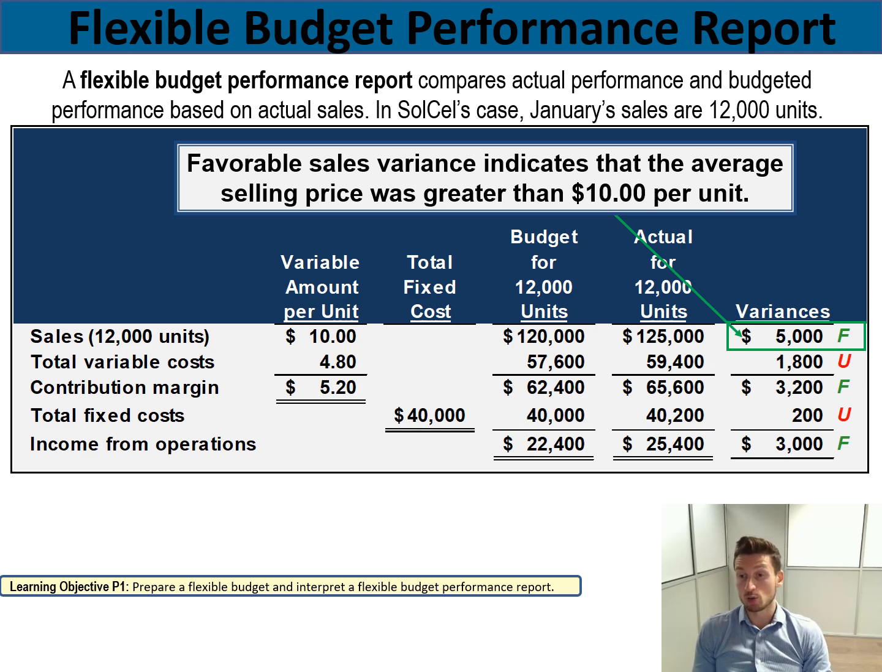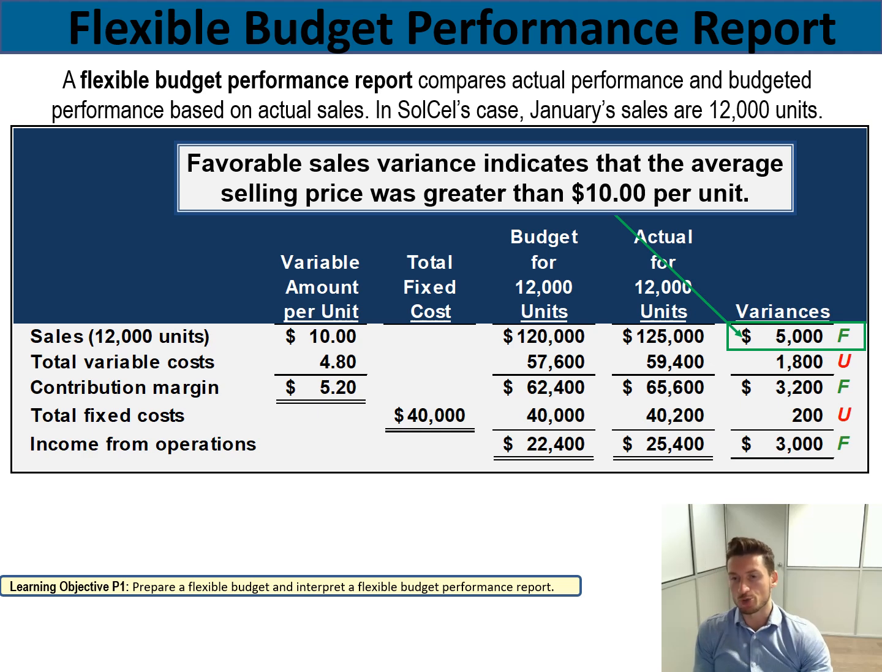And fixed cost, as you know, doesn't change normally, but here in actual we have only 200 more fixed cost. It can be related because maybe we just paid a bonus to a manager, maybe something unexpected happened, so we paid 200 more. So we have only a variance of 200 unfavorable. And finally, we were expecting to get 22,400 from operations, but we got 25,400. So which means that we got 3,000 more money. That's why 3,000 is favorable.